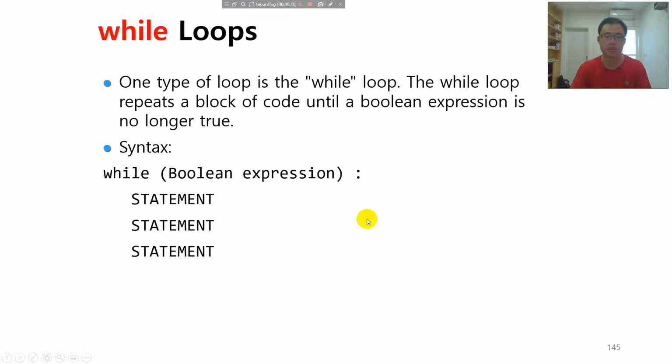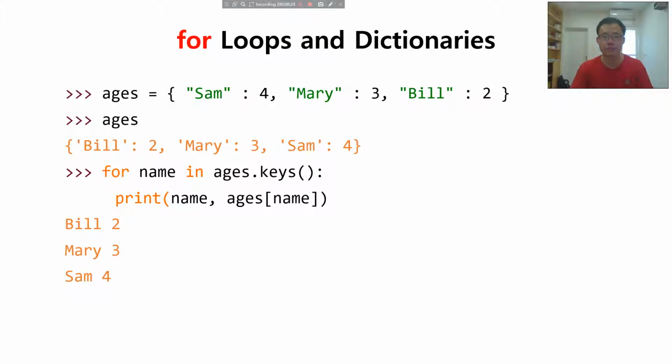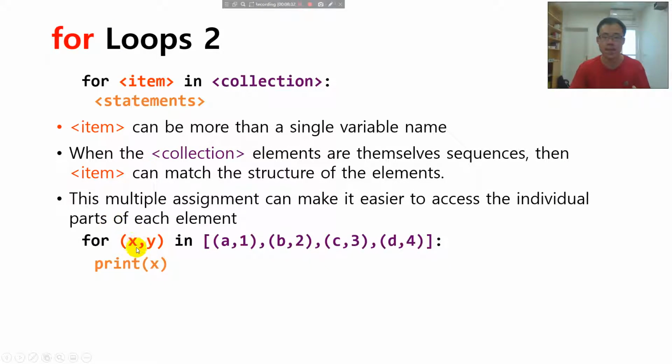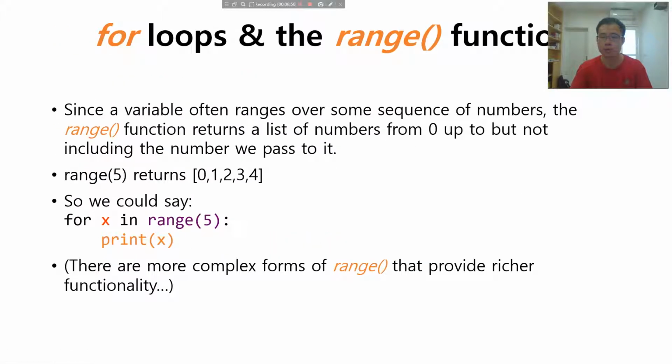While loops. Another type of loop is a while loop. The while loop repeats a block of code until a Boolean expression is no longer true. So remember that for loops, you always have a range for the i, or the name, or here the x, or here the pair of x and y to iterate, to begin with, to end within a range, and you have to specify where to begin and where to end.